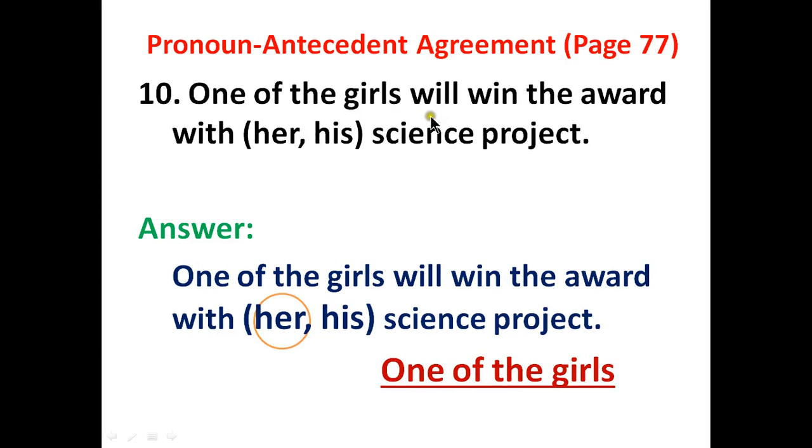Number 10. One of the girls will win the award with his or her science project. Now girls, as you know, for girls you will say her, not his. So her will be circled and you will write one of the girls. One of the girls will become the antecedent for her.